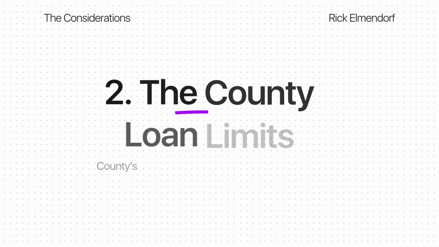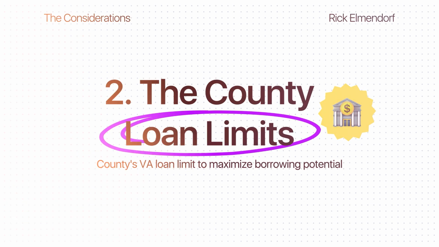Let's get into the second consideration called the county loan limits. Now, there are times where the county loan limits are not in effect, and that has to do with whether or not you have full entitlement. This just means you don't have a current VA loan in place. Well, when that's the case, no matter what, you can finance whatever your lender will allow you. There is no limit to the amount of a VA loan you can get, and yes, with no money down.